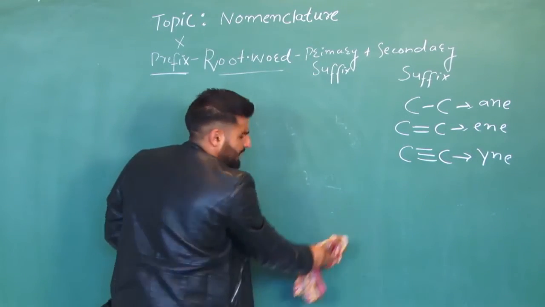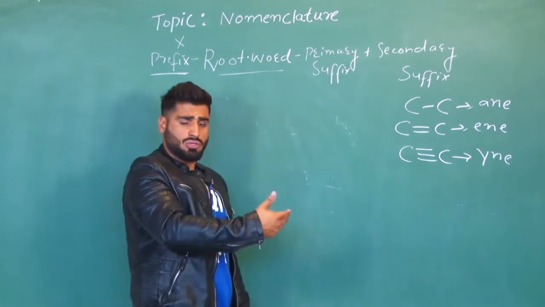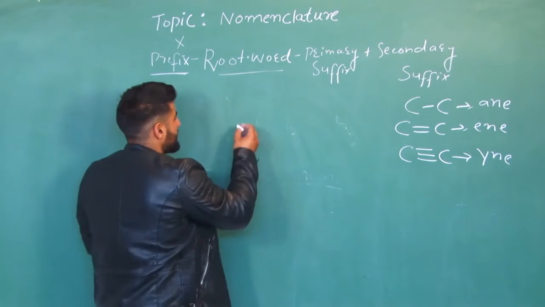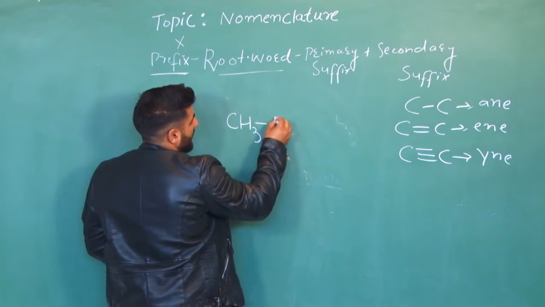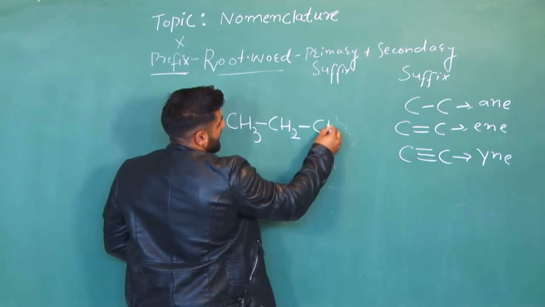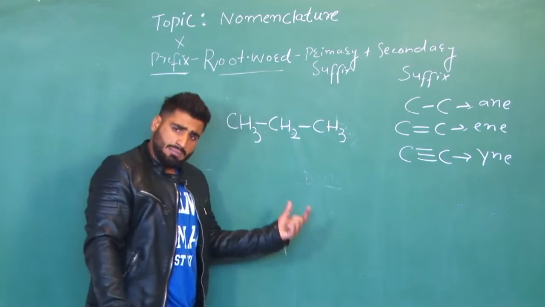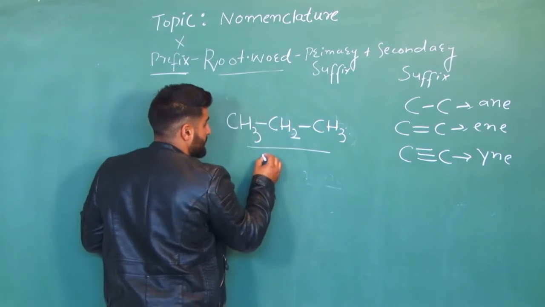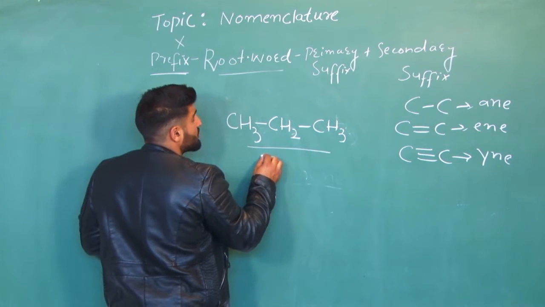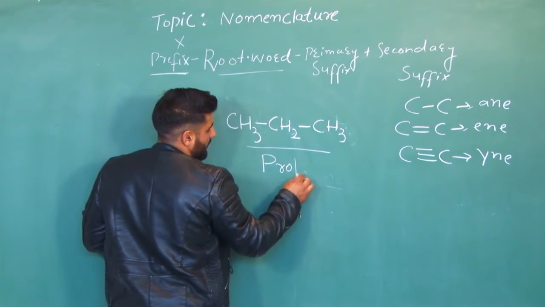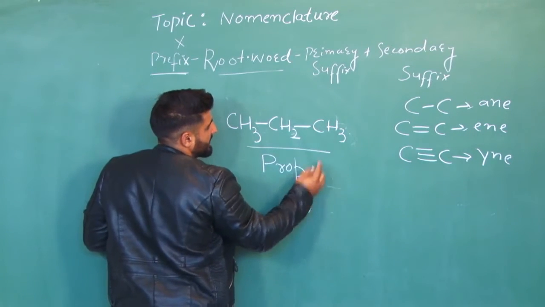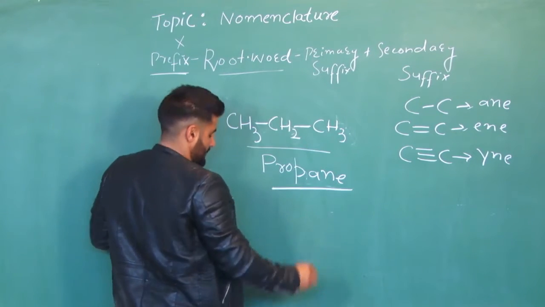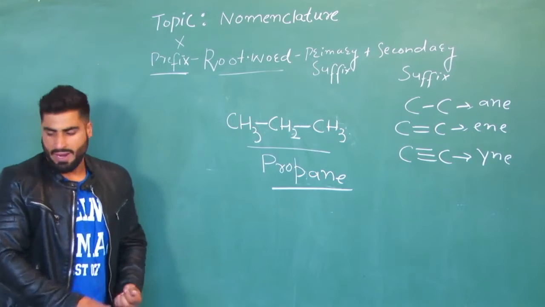Now I will be taking the third compound. I will be shifting from simpler things to complex things. Methane, ethane, and then this compound, CH3 single bond CH2 single bond CH3. If I am supposed to name this compound, for 3 carbon atoms we use the root word prop. Only carbon-carbon single bonds, so the primary suffix will be ane. This will be propane.